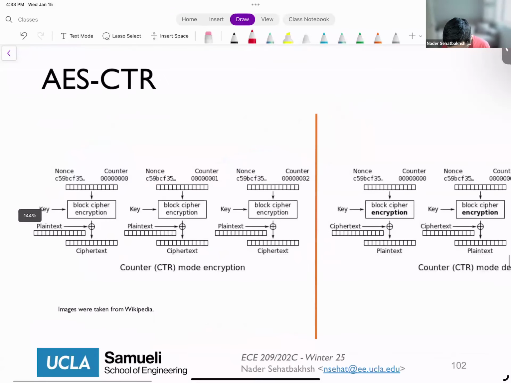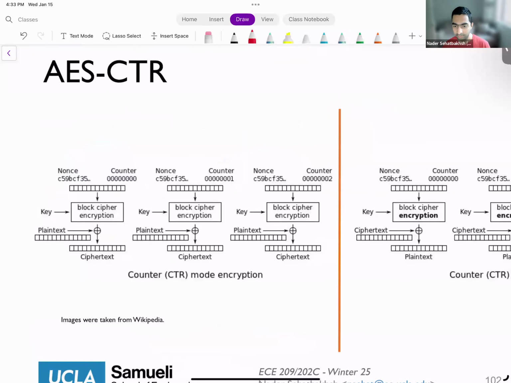This is also some graphics for this. Essentially, this is our IV or nonce plus the counter. This is our i. What we do is nonce plus counter. We feed this into our block cipher encryption, this is our AES, and we get the P. We XOR the P with the plaintext, and that would be our ciphertext.